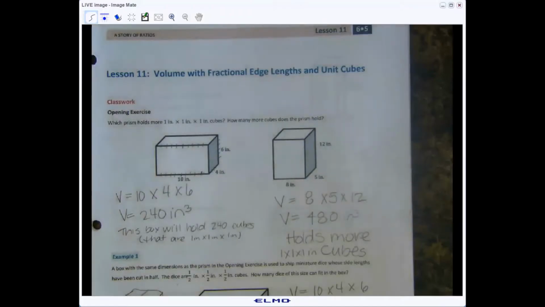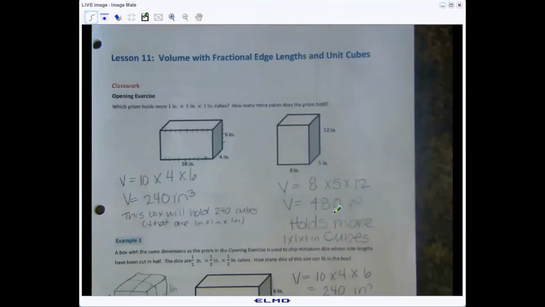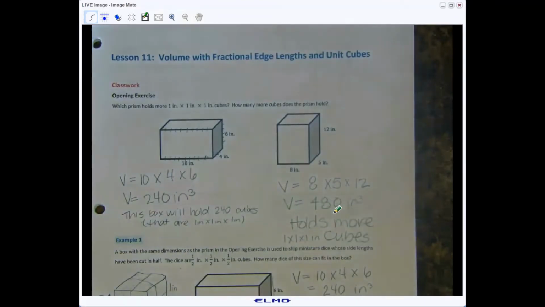Hey there, sixth grade, lesson 11. We're working on volume today. This is going to be a doozy of a lesson, so hold on to your hat.